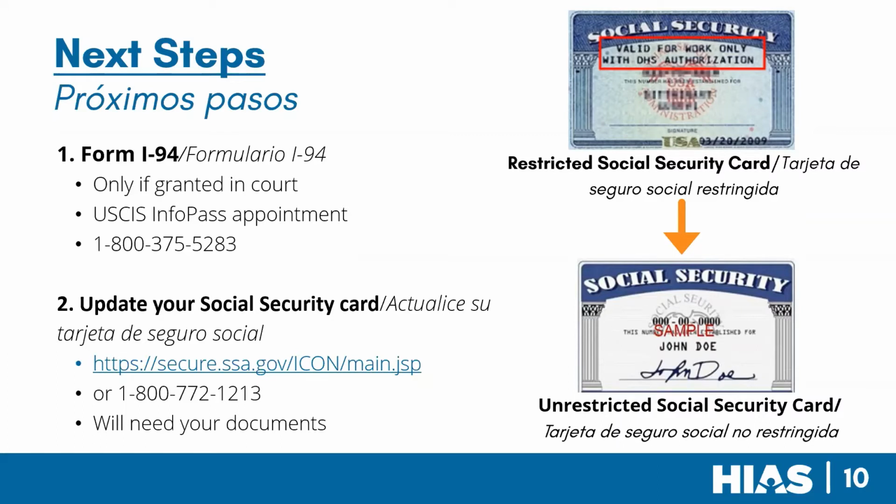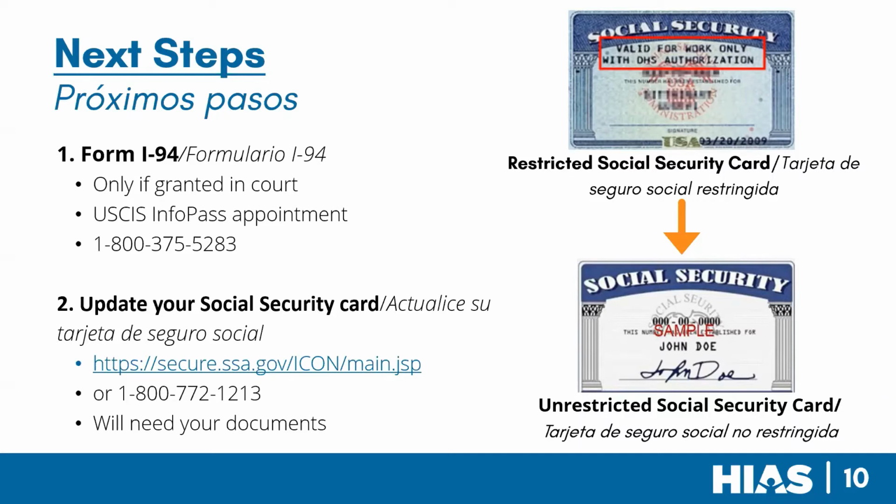Now, having this unrestricted Social Security card will be important for accessing certain public benefits. And if you currently have a Social Security card and have not updated it, it likely lists a restriction such as valid for work only with DHS authorization, like the example in the upper picture. Now, this is a restricted Social Security card, so you will need to update to an unrestricted card that does not list a restriction like the one shown in the lower picture.